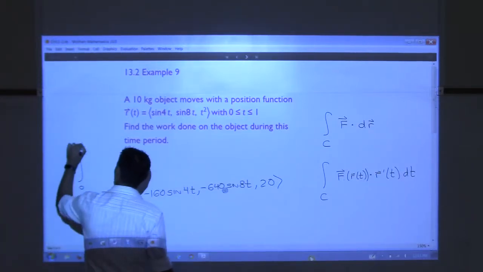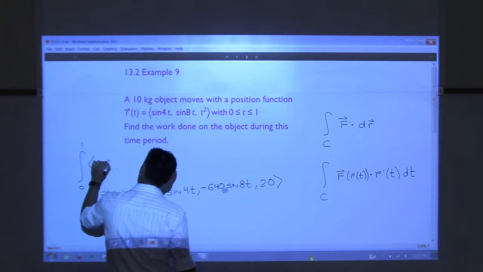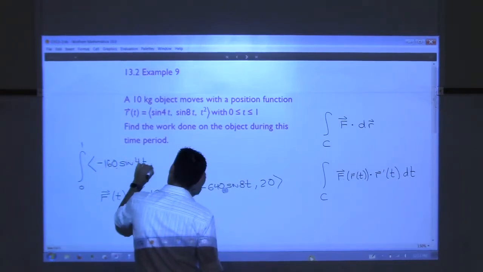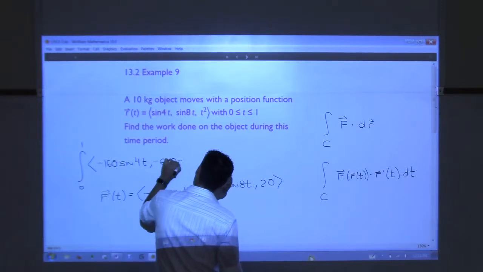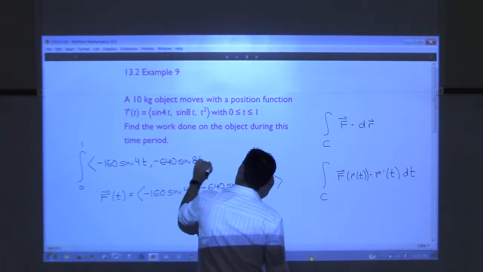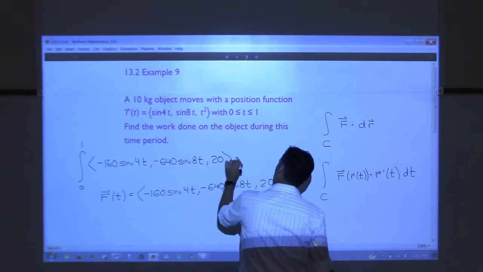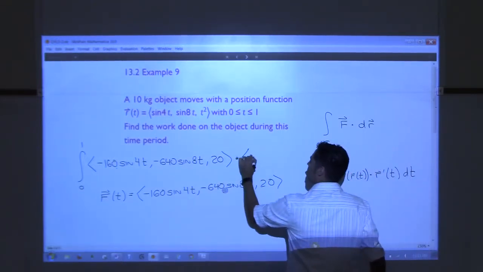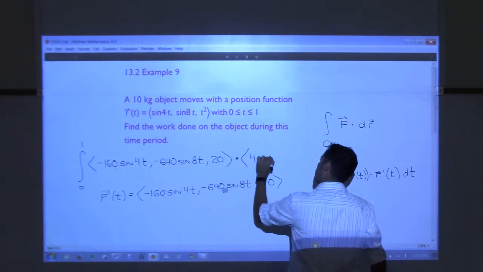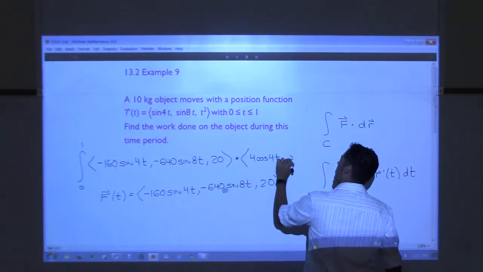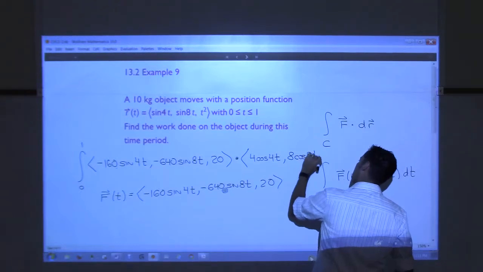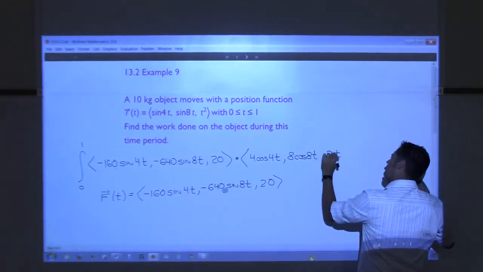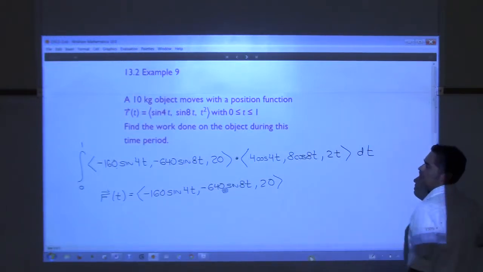We're going from 0 to 1. We're going to take negative 160 sine 4t, negative 640 sine 8t, and then 20. And we're going to dot that with the derivative of the original position function, which was 4 cosine 4t, then 8 cosine 8t, and then finally 2t, and then integrate all of that with respect to t.